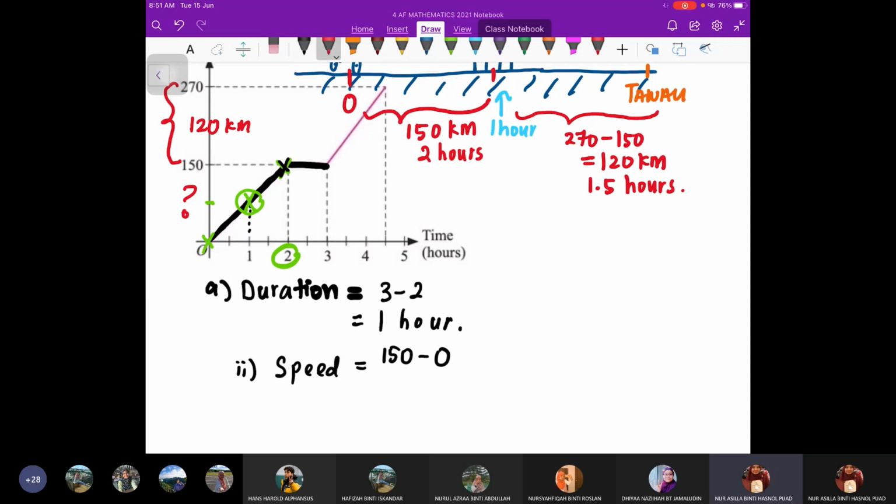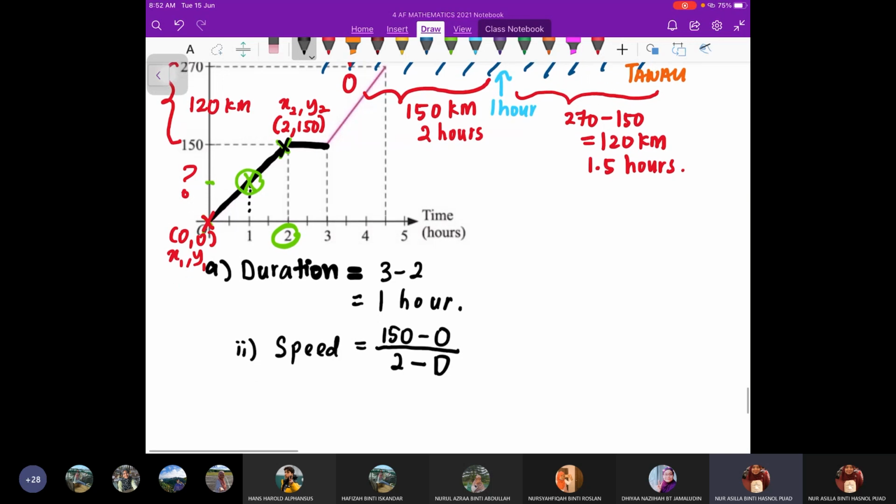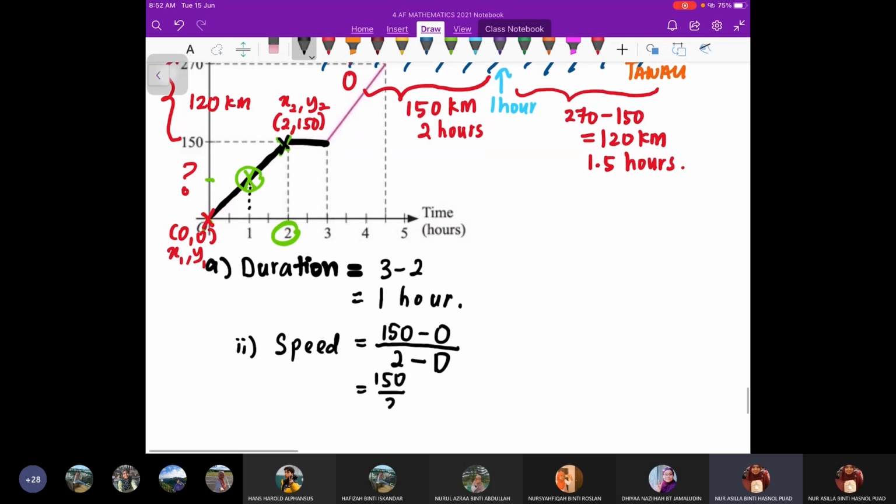Faham mana saya dapat tu? So kat sini 2, 150. Dekat O ni adalah 0, 0. So 2, 150 I put as x2, y2. 0, 0 I put as x1, y1. Sebab tu 150 minus 0. And then kita divide x2 minus x1, 2 minus 0. So jadilah 150 divided by 2 give me 75 kilometer per hour.